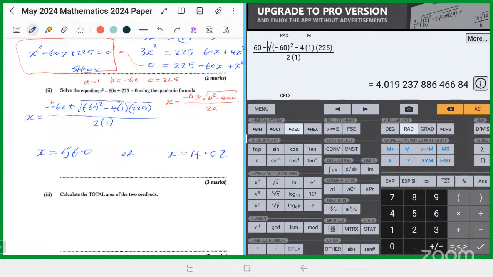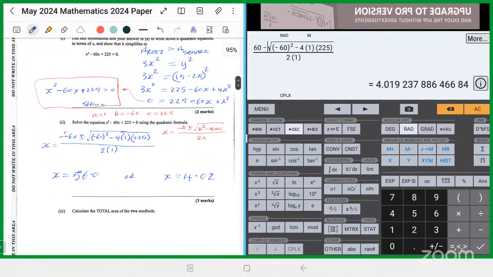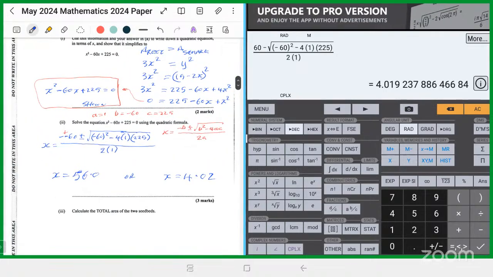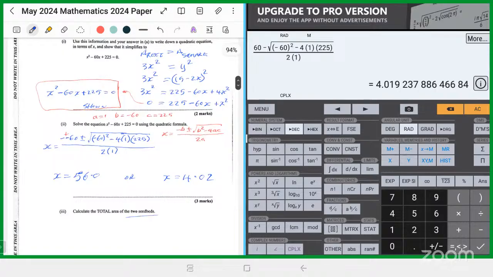If we use this x value, what are we going to get? And if we use this x value, what are we going to get? We're going to figure out which one of them doesn't make any sense. Let's see which one we have to eliminate. It says solve it, and we got 2 x values, and we want the total of the 2 seabeds.